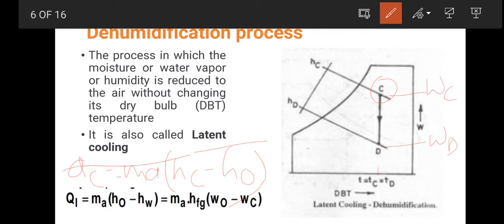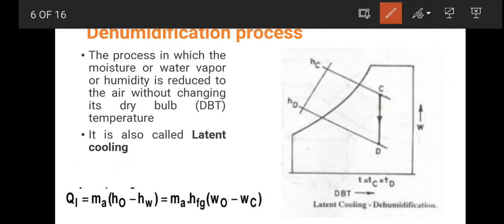By using the specific humidity formula, we get Qc equal to Ma, the mass flow rate of air, multiplied by hfg, the latent heat of water at the corresponding temperature, times (Wc minus Wd). From this formula, we can again find the heat removed in the dehumidification process.